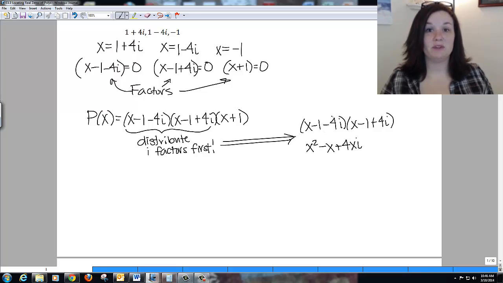All right, so now I'm going to distribute the -1. So -1 times x is -x. -1 times -1 is positive 1. And -1 times 4i is -4i.